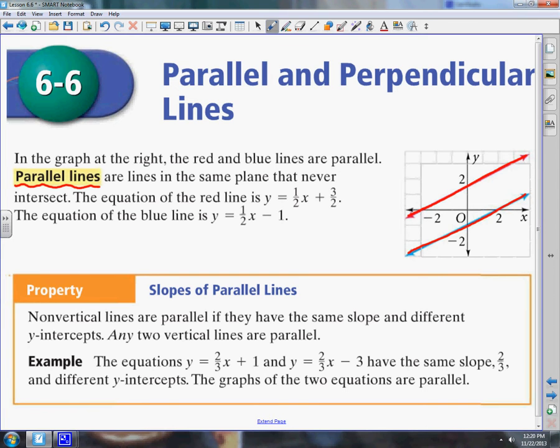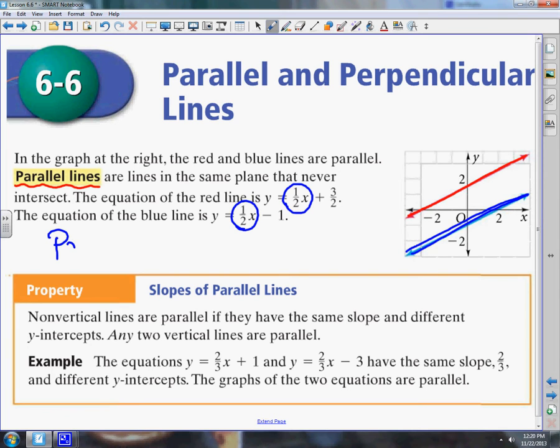The equation of the red line is y equals 1/2 x plus 3/2. And the equation of the blue line is y equals 1/2 x minus 1. Now, take a second and look. What do these two equations have in common? Well, hopefully you said that they have the exact same slope. Any two equations that have the same slope are going to be parallel.